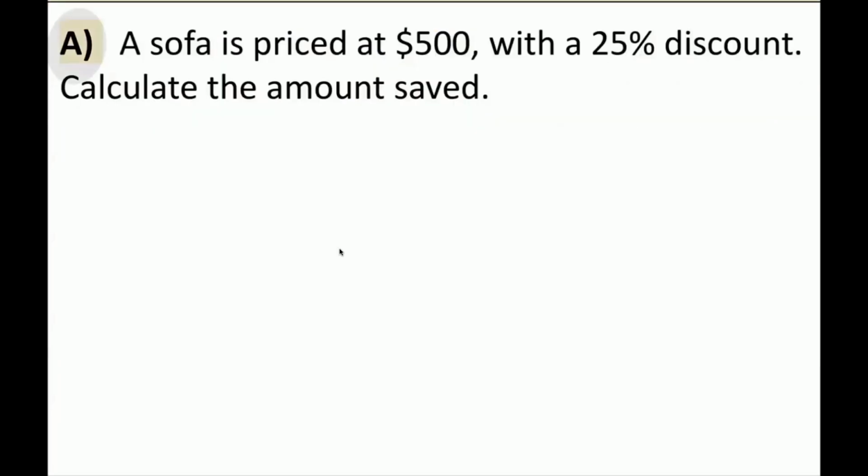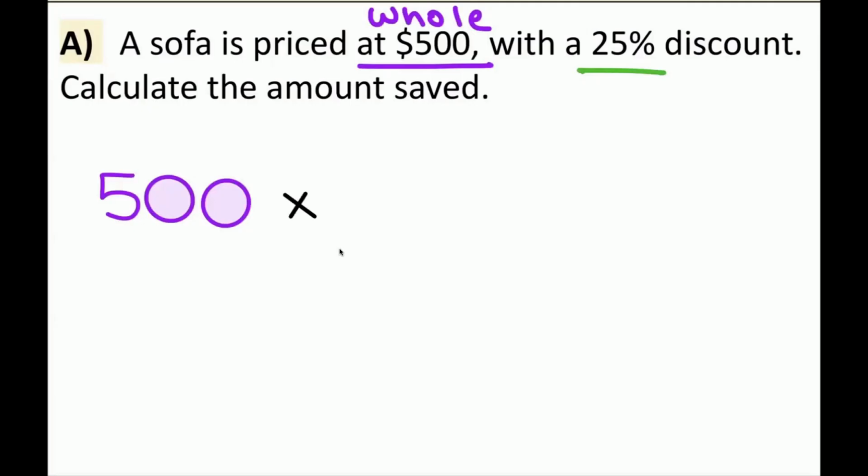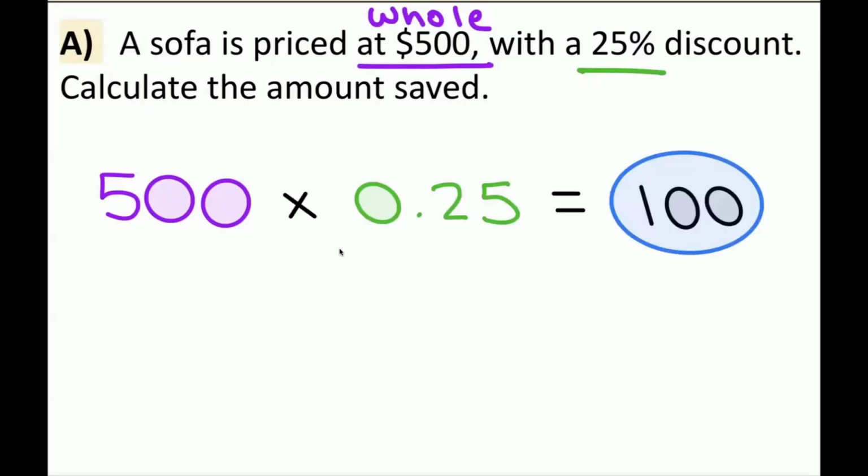In problem A, $500 was the original price of the whole. 25% is 0.25. So we can do 500 times 0.25, and the amount saved is $100.